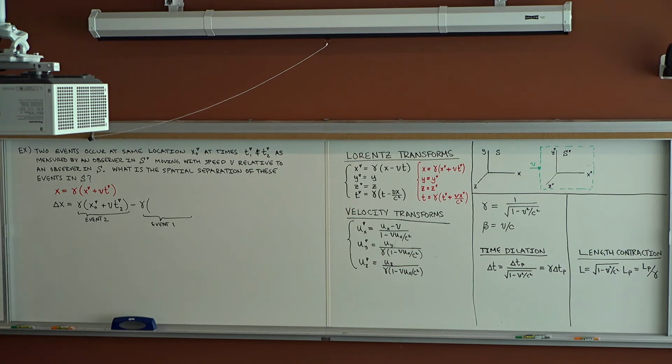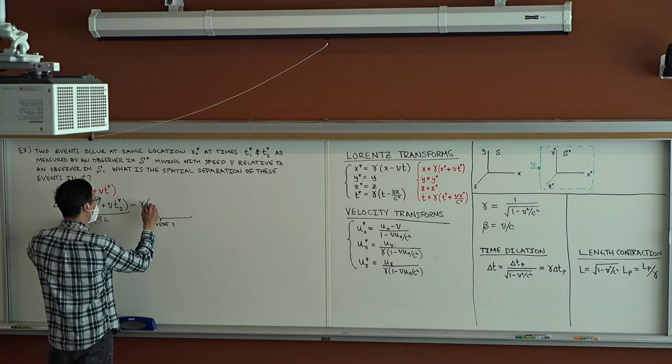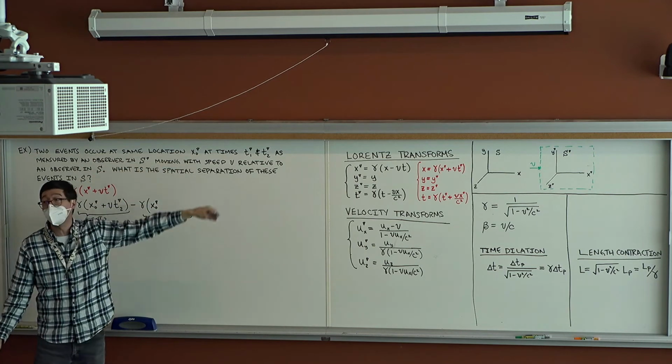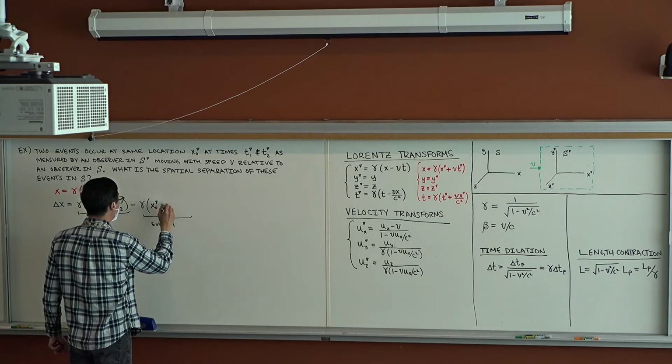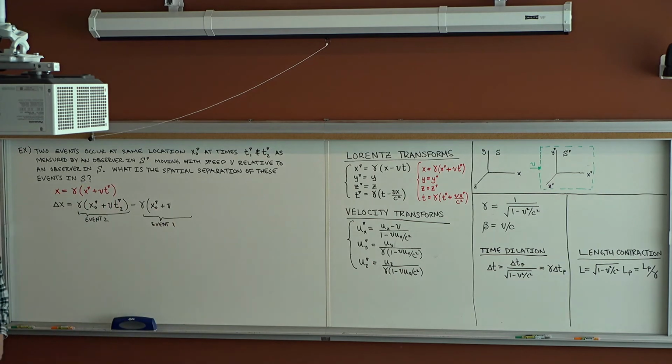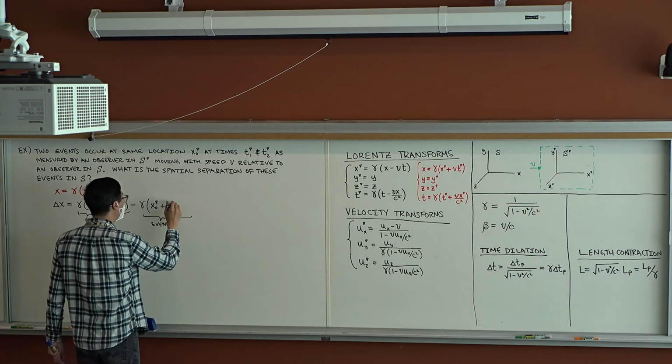Where did event 1 happen according to the primed frame? Event 1, x0 prime? Both events occurred at the same location in the primed frame. And so we're going to add to this plus v times what time did the primed frame measure for event 1? T1 prime.